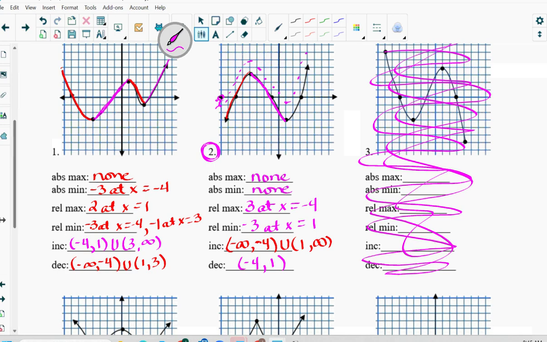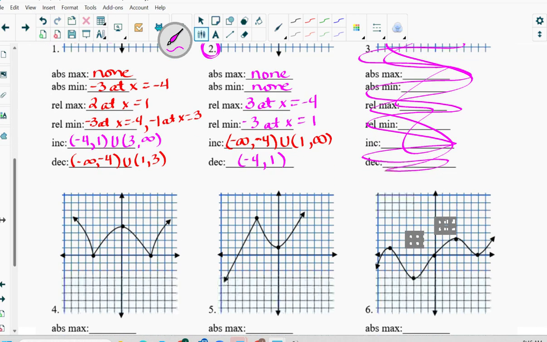Yes, so absolute mins can be listed as relative mins as well, but not in reverse. Do you see over here on this first one how -3, does the graph ever go below that? Okay. Yes, because this side of the graph would go. Does that help? Okay.